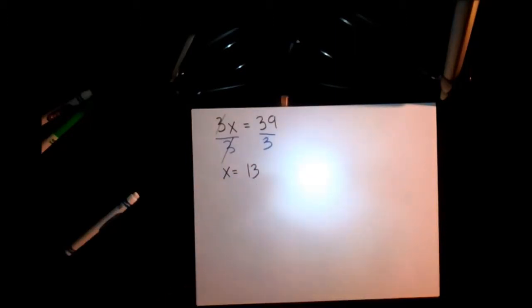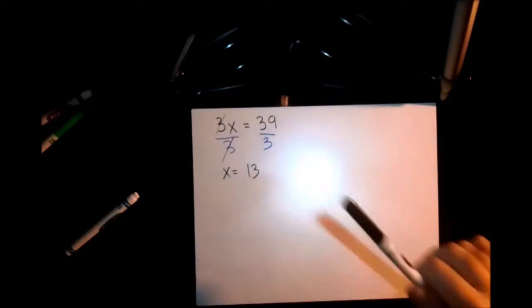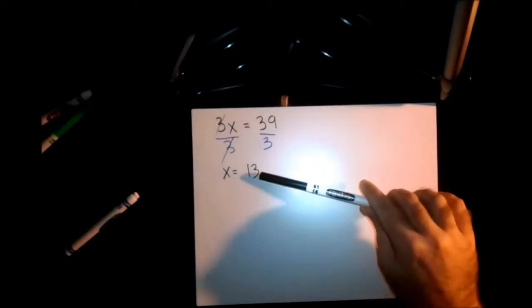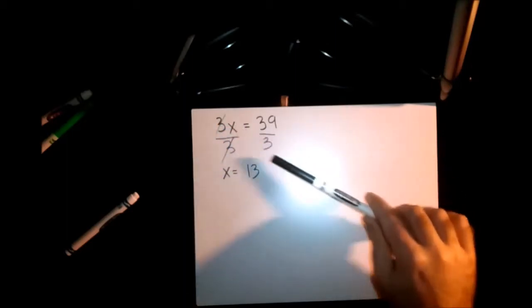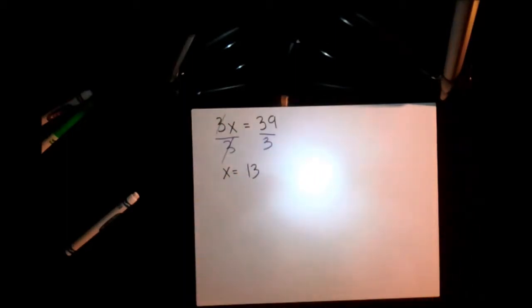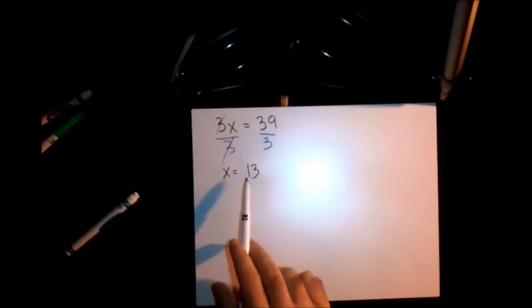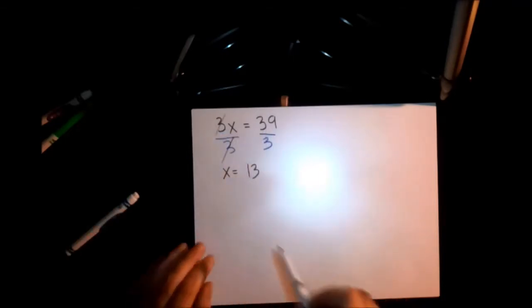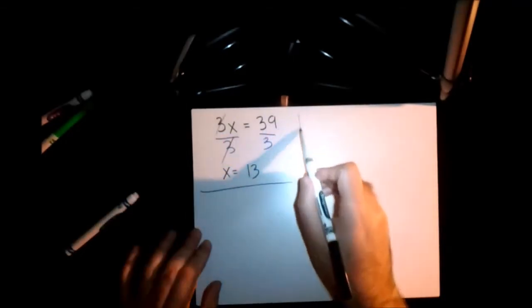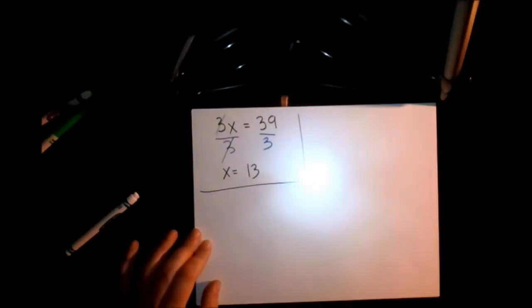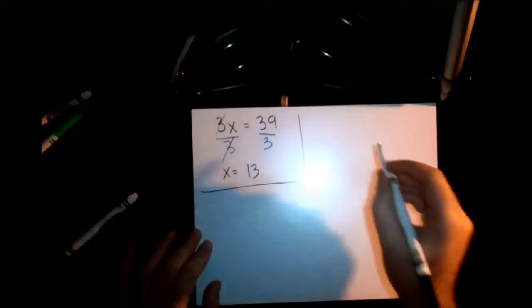Now, how do we verify that 13 is the answer? Do you remember how to check your work? That's correct. You want to take, or I hope that's correct, you want to take the 13, our solution, you plug it in into the equation for the variable, and then you solve it. 3 times 13 is indeed 39, which works out. Good. Let's try another problem that looks like this.